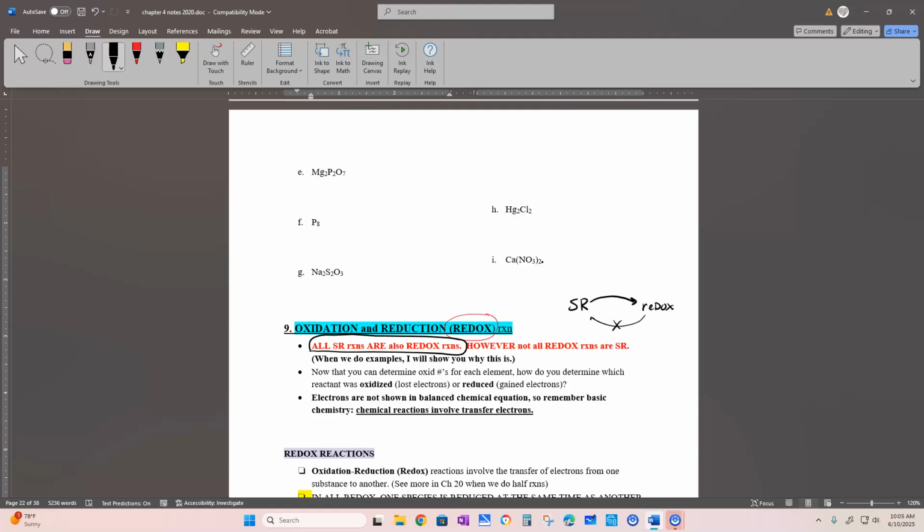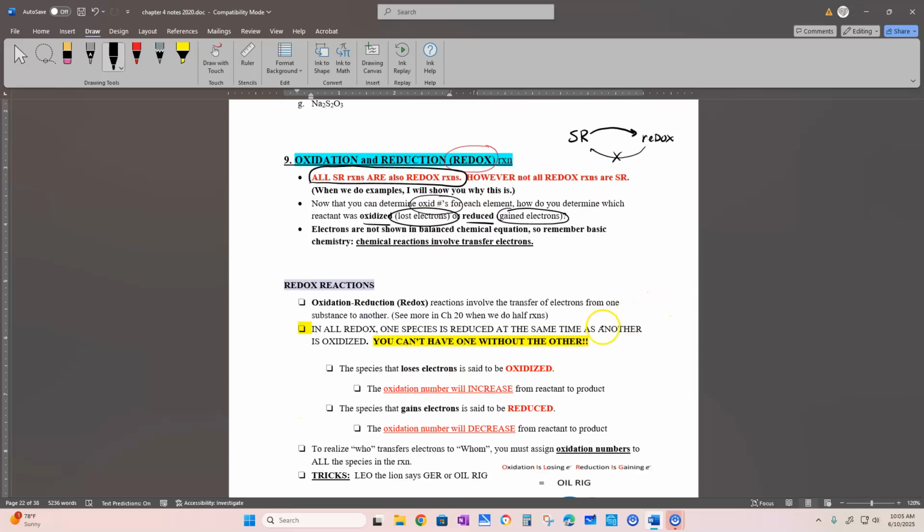Now that you can determine oxidation numbers, probably did pretty good. How do you determine if something is oxidized or reduced? Because if the name of the equation is called oxidation reduction, how do you know if something's oxidized or reduced? The one that's oxidized loses the electrons. The one that's reduced gains electrons. So you got to remember basic chemistry. There's no electrons in the balanced equations, but basic chemistry involves transferring electrons. So the question is, where did the electrons go? Okay? So we got to get to the rules.